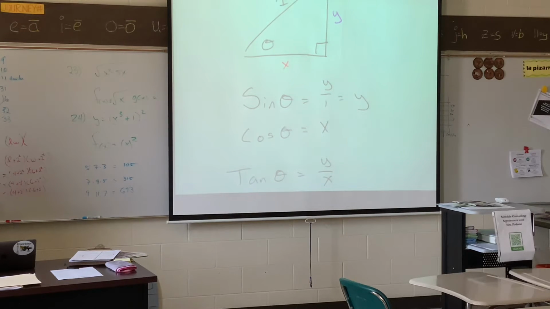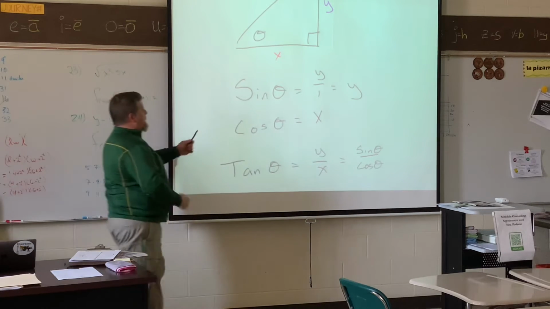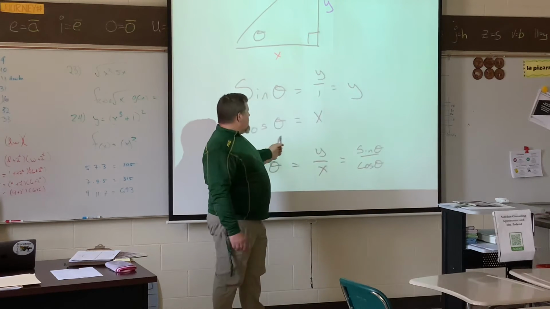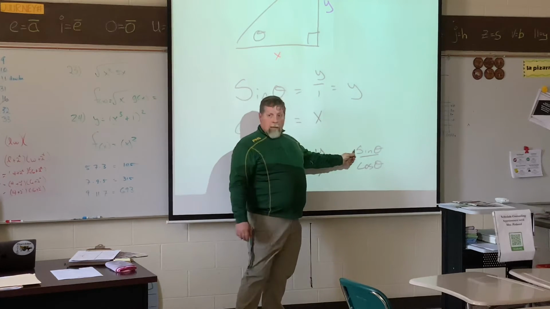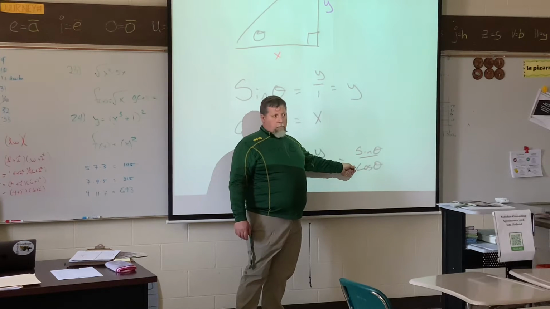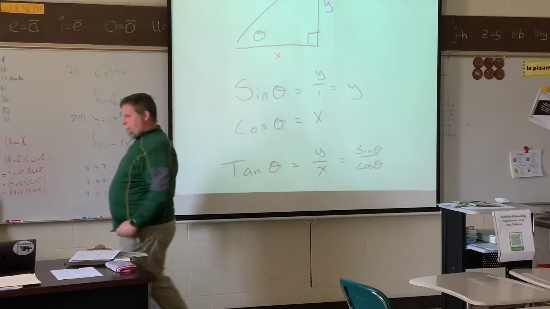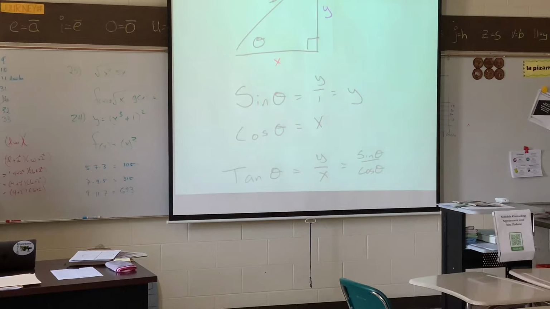Can I also define tangent as sine over cosine? If you just told me sine equals y and cosine equals x, and if y over x is tangent, then can I not just substitute and say sine over cosine? Yes or no? Okay. So let's have a little bit of magic.